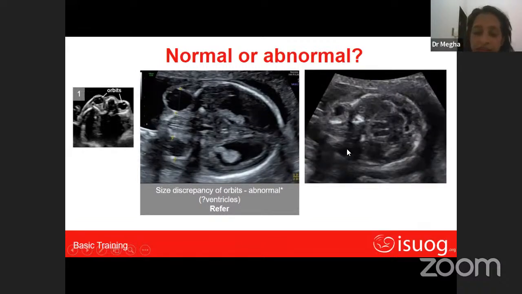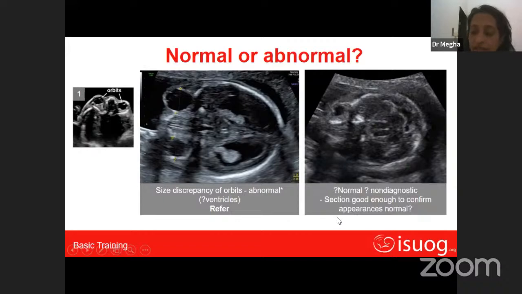This is not a very satisfactory view. You can only see the upper orbit. You cannot see the lower orbit. You cannot comment on this face. So if you really need to look at the other orbit and you're not able to turn your transducer, I would leave this alone and come back. Ask the mom to go out for a walk and come back so I can have another look at the face.